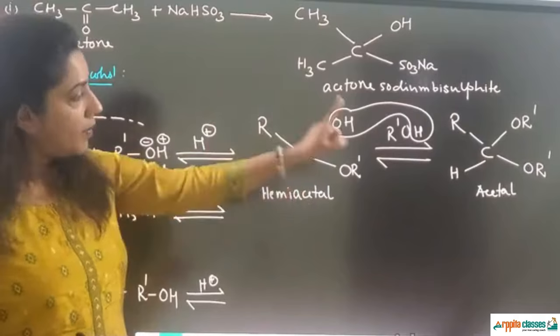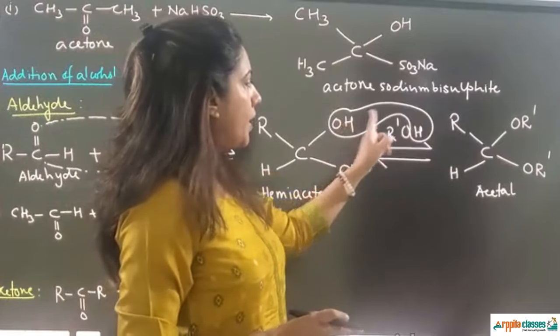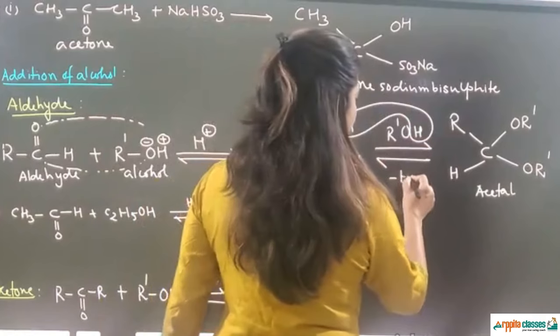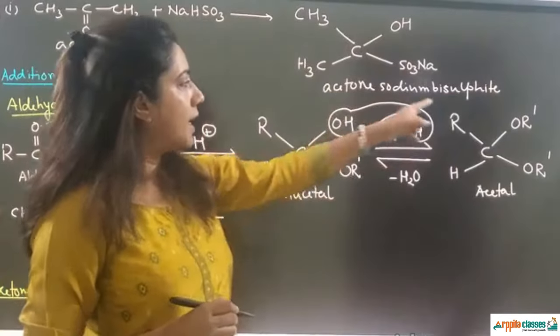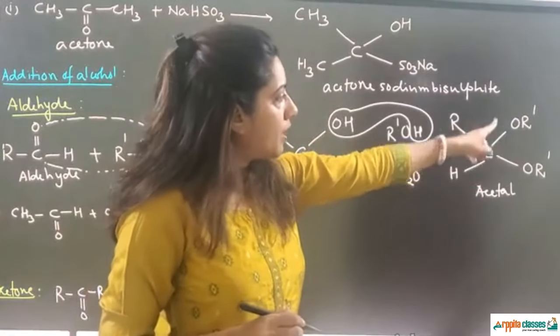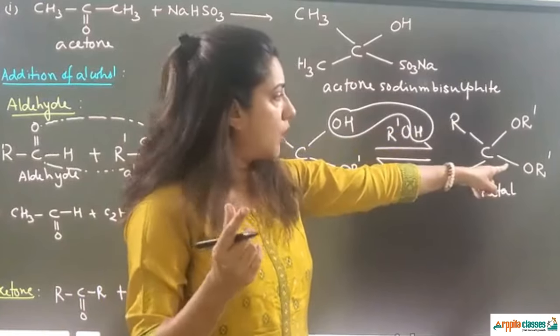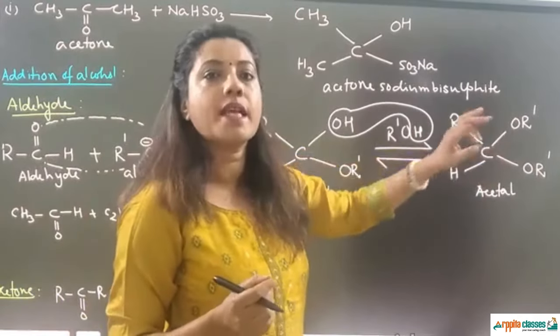And then again you are reacting that with one more of alcohol. From here OH and from alcohol H, H2O. This is a removal of water. So H2O getting removed and this OR dash again getting attached over here. So you are getting 2 alkoxide groups attached to the carbon atom. This particular compound is called as acetal.